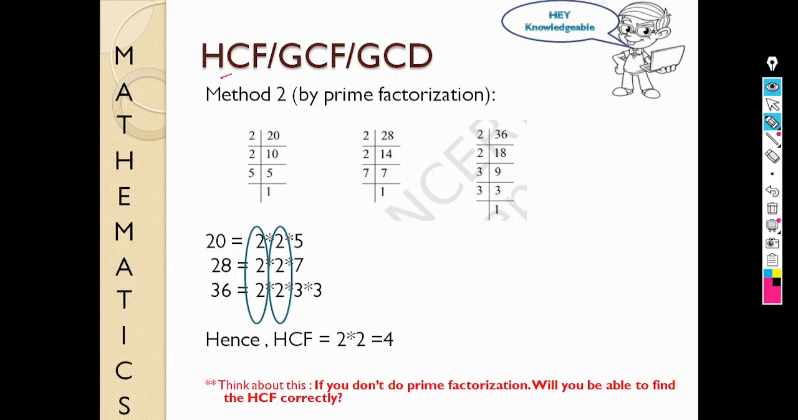So let's try to find the HCF with another method, that is by prime factorization method. If we have to find the HCF of 20, 28 and 36, first we'll try to get the prime factorization of 20, 28 and 36. And we already know how to get the prime factorization of a number. Then we'll try to find the common factors there. That is 2, and here again, another 2 is also common. And whatever is common, we'll take it once and multiply it, so that you will get 4.